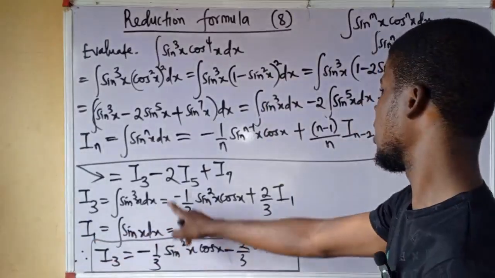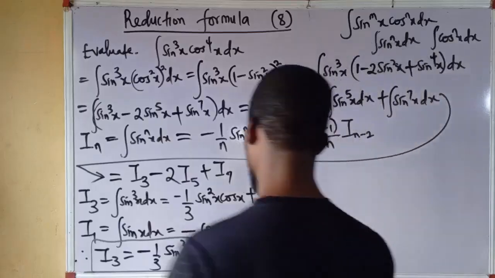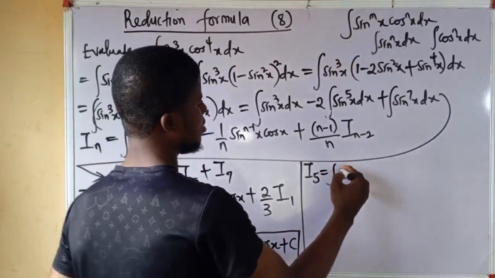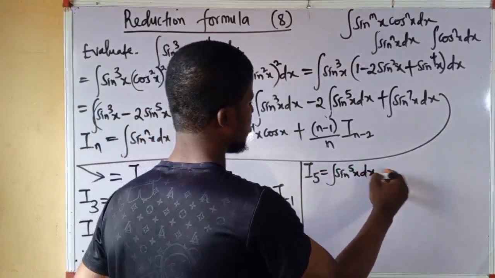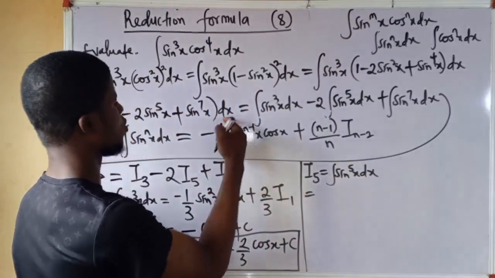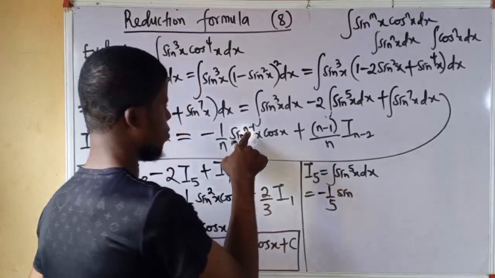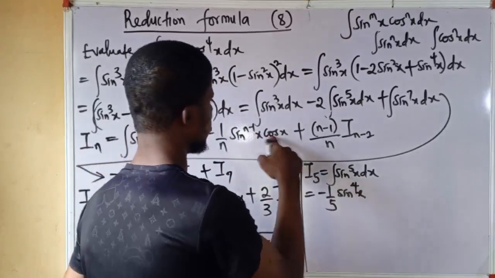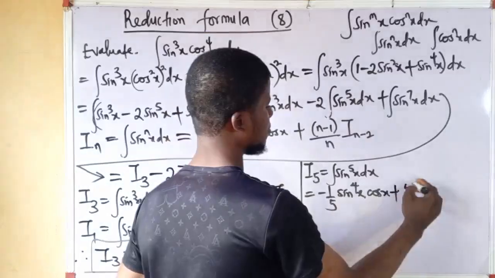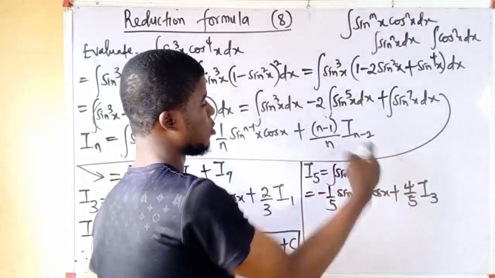What is I5? I5 is next. We can easily determine I5. Just watch. I5 is the integral of sine 5x dx, right? Based on this reduction formula, it will be minus 1 over 5 sine 4x cos x plus 4 over 5 I3, because 5 minus 2 is 3.